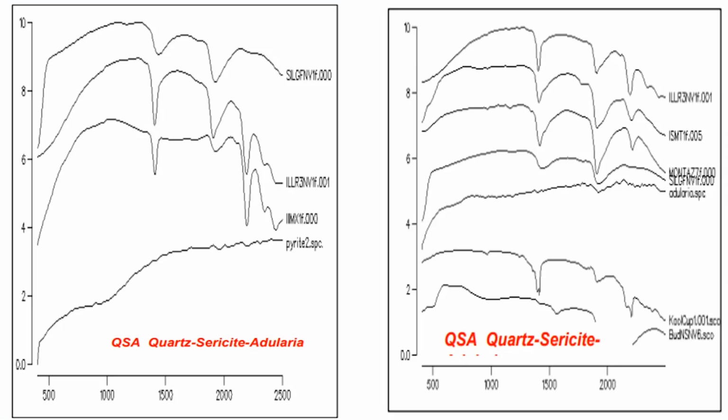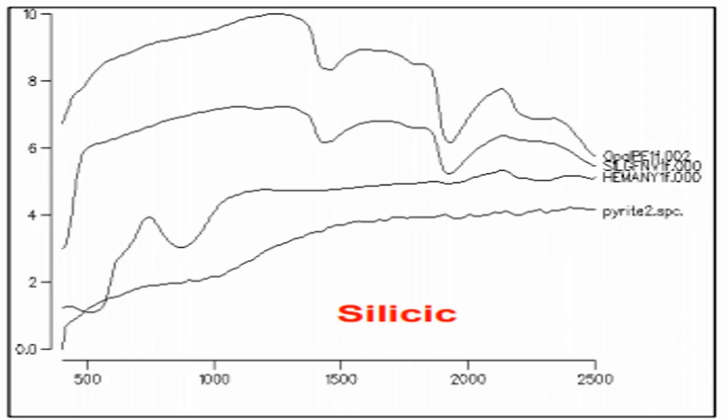Adularia varies from alteration around veins and fractures in permeable zones to selective replacement of plagioclase in the alteration envelopes, making it important for alteration zones. Now, another type of silicification is shown here in this plot. Silicic alteration is pervasive replacement of the rock by silicon minerals. These minerals include opal, chalcedony, quartz, hematite, and pyrite.